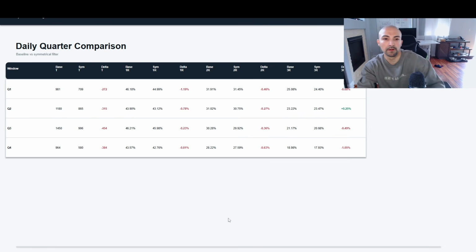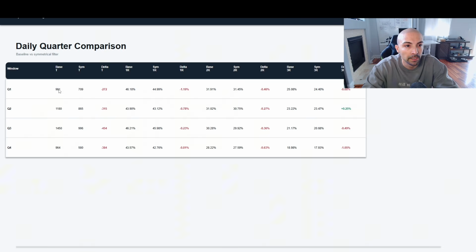Next, daily quarter comparison. So quarter 1 had 981 trades, quarter 2 had 1180 for the baseline, quarter 3 1450, quarter 4 964. So for baseline and adding the symmetrical component to it, we had the most trades in quarter 3. The symmetrical delta right here is how many trades adding the symmetrical, the difference between the symmetrical to the baseline, and symmetrical 1R is this section, baseline 1R is this section.